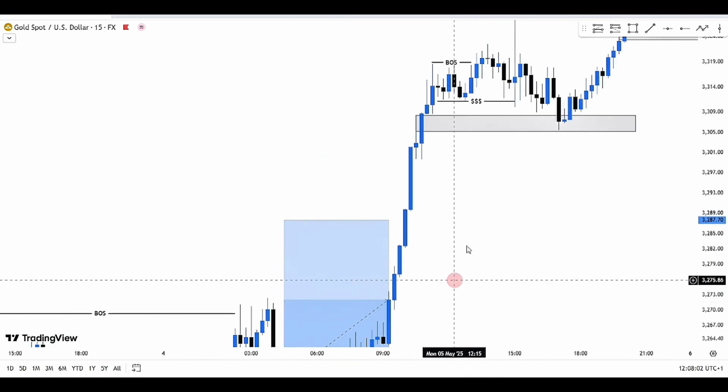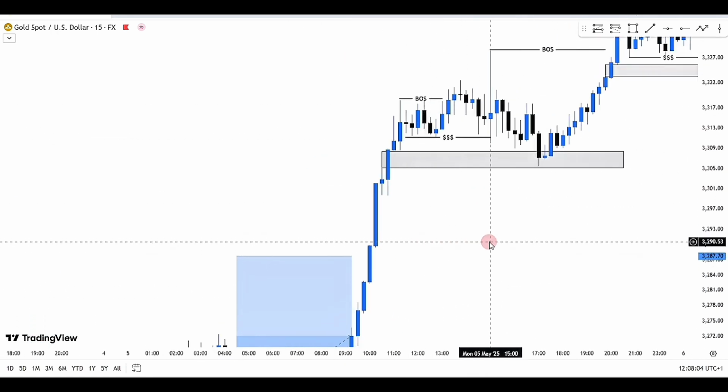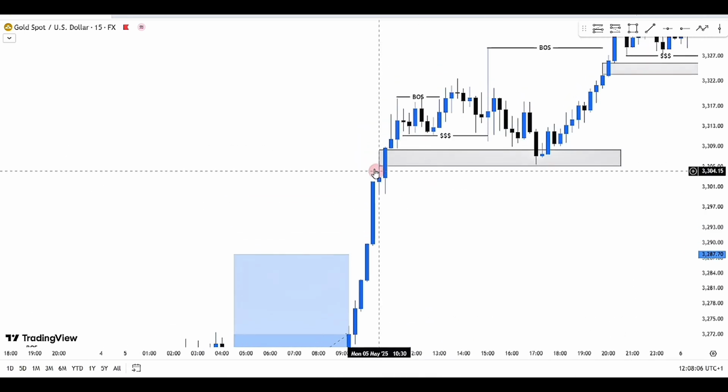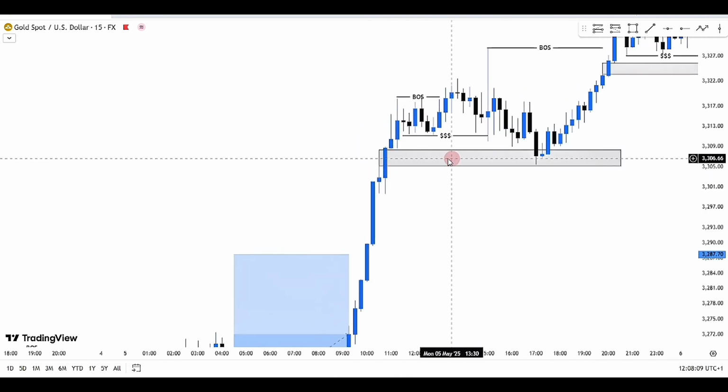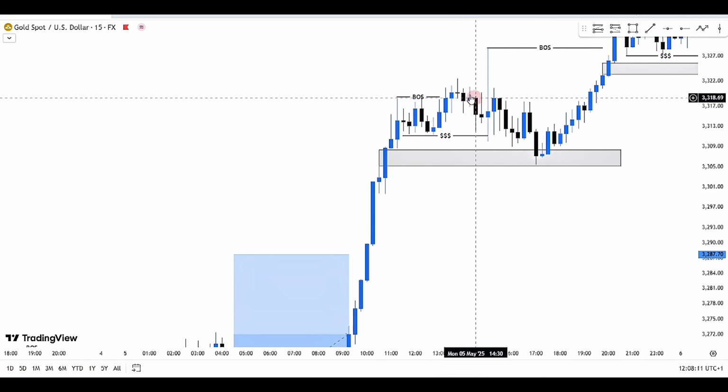We also had another level at this point. This one is more of a different one. First of all, we had the FVG level that formed, and we had liquidity which was building around that level.